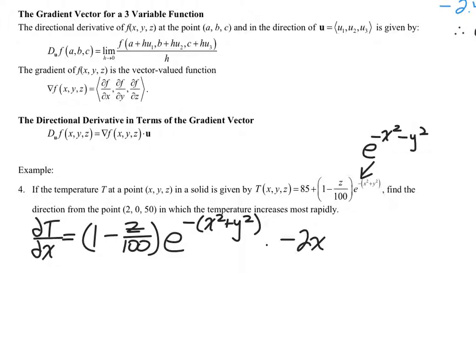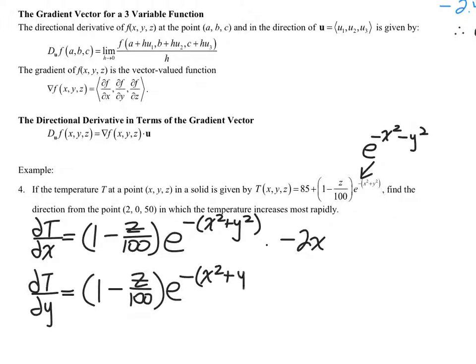Then what I want is the partial with respect to y. So same deal, except multiplied by negative 2y.